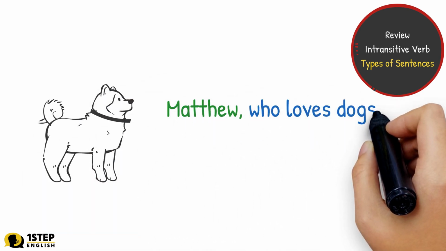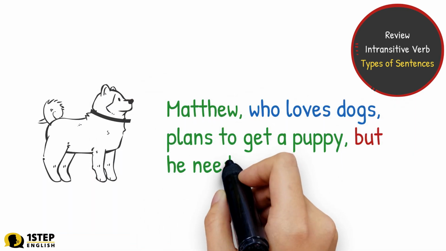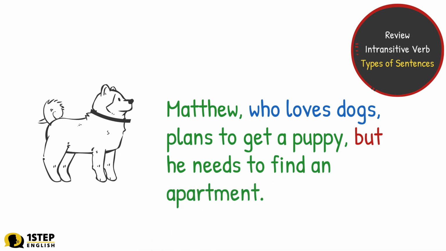Matthew, who loves dogs, plans to get a puppy, but he needs to find an apartment. In another type of example, Matthew, who loves dogs, plans to get a puppy, makes up the complex sentence because of the independent clause, Matthew plans to get a puppy, which is broken up by the dependent clause, who loves dogs. The combination of the two independent clauses, Matthew plans to get a puppy, and he needs to find an apartment, connected by the coordinating conjunction, but, makes up the compound sentence.